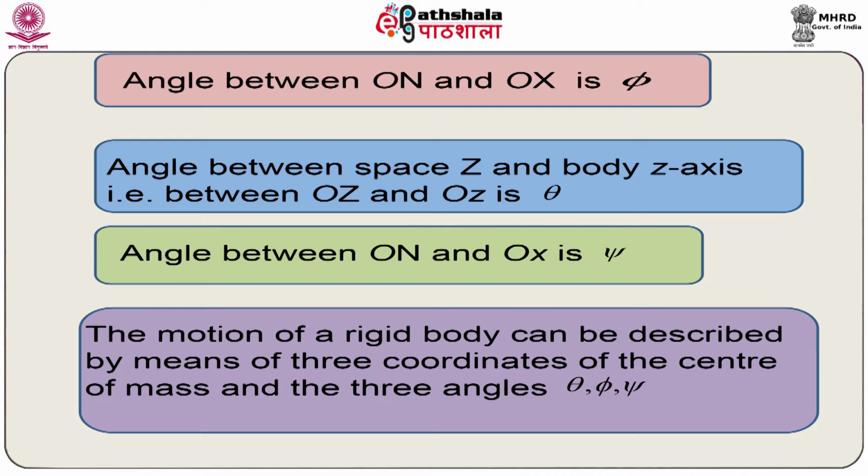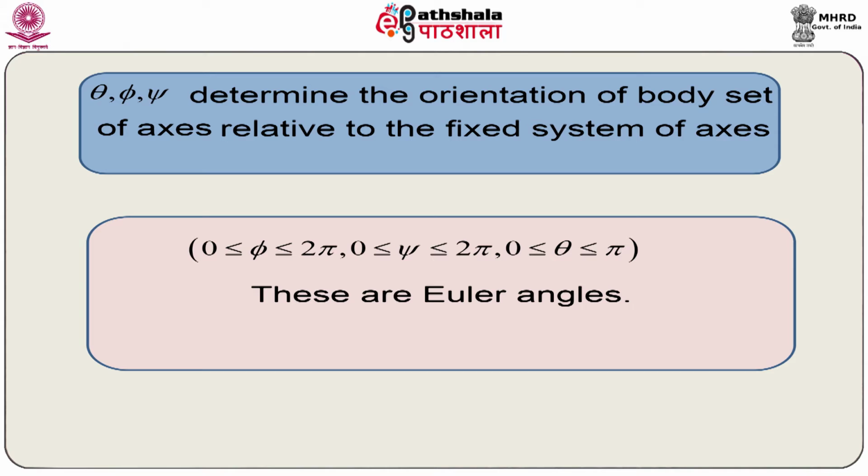The motion of a rigid body can be described by means of 3 coordinates of the center of mass and the 3 angles theta, phi and psi, which determine the orientation of the body set of axes O small x, O small y, O small z relative to the fixed system of axes O capital X, O capital Y, O capital Z. These angles, where phi lies between 0 and 2 pi, psi lies between 0 and 2 pi, theta lies between 0 and pi, are called Euler angles, and they represent 3 successive rotations which, when imparted to the fixed system O capital XYZ, will turn them and make them coincident with the body axis system O small xyz.